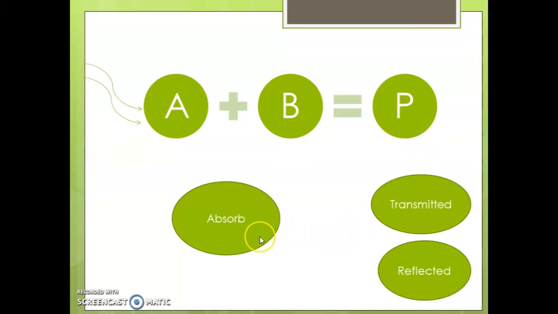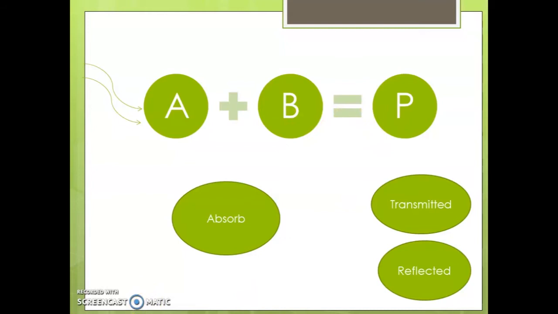So when light radiation falls on these reacting molecules, some of the light is reflected, some is transmitted through the molecules, and some is absorbed. Thus, only the absorbed light or radiation will cause the photochemical reaction to lead to the product. The reflected light and the transmitted light are not responsible for the photochemical reaction.